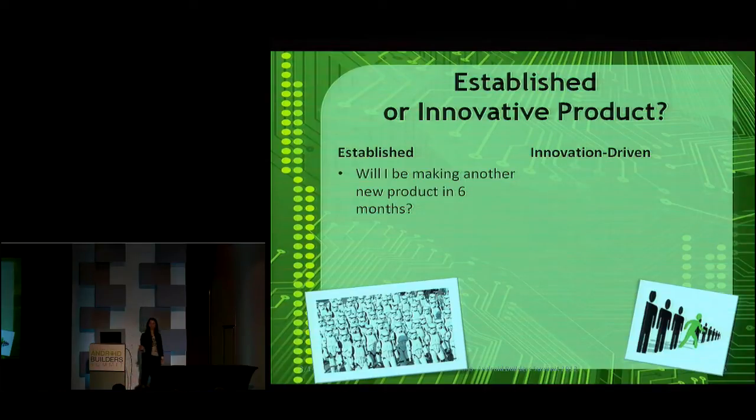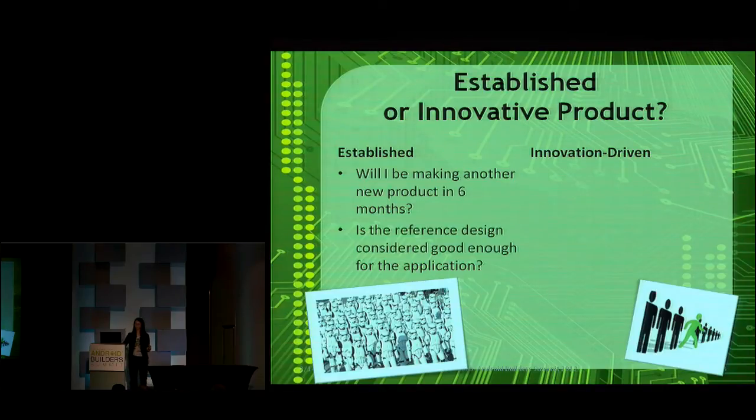How do you know what you'll be? Here's a list of questions to help guide you to which type of device you're going to be making. If you're going to be making another device in another 6 months or several devices in the next year, you're probably established. If the reference design that you're currently looking at from your chipset vendor is good enough already, you probably don't need to go through what I'm suggesting today.